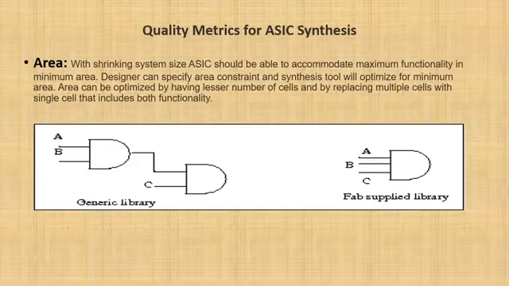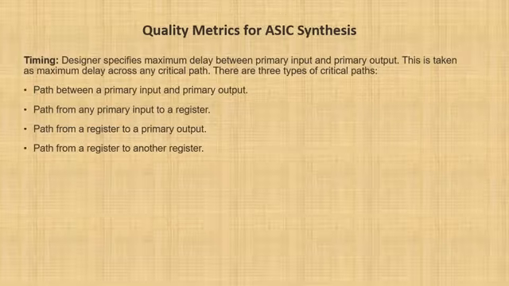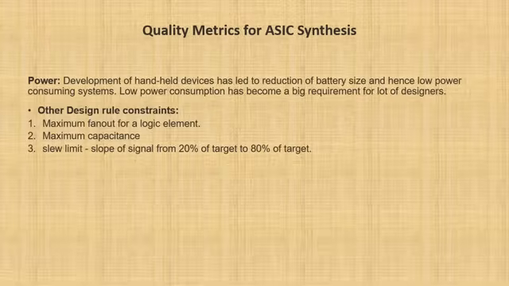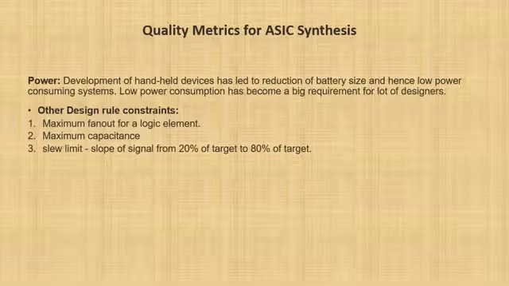Then with respect to area, power, and delay, it starts the synthesis process. For example, if synthesis is given area as the constraint, one simple example to understand is that instead of generic two-input AND gates, you can use a technology specific three-input AND gate, which will reduce the area. Similarly, with respect to timing, the optimization varies. With respect to power, again the optimization varies, where the maximum fanout, capacitance, and slope are all considered.